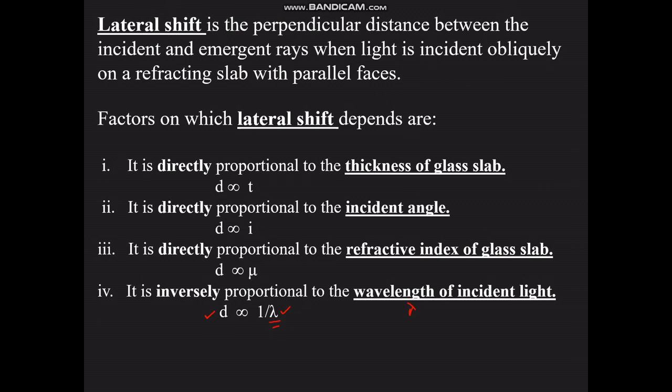So now, children, you have seen what is the path of the light when it falls obliquely on a glass slab, and you finally know that the incident ray and emergent ray are parallel to each other. The angle of incidence will be equal to the angle of emergence, and the lateral displacement is dependent on the thickness of the glass slab, incident angle, refractive index of the glass slab, and wavelength of incident light.